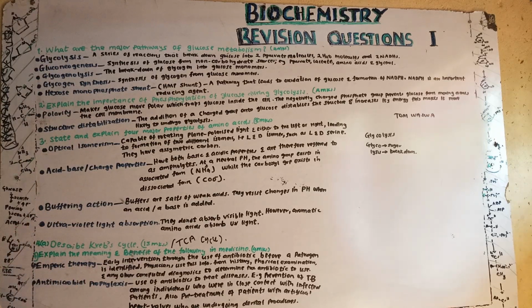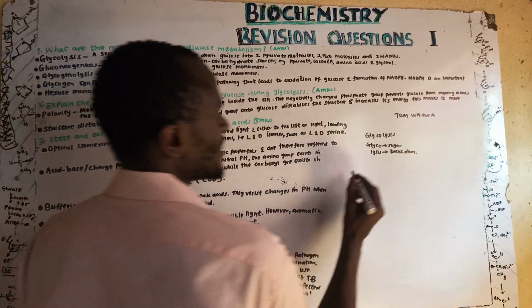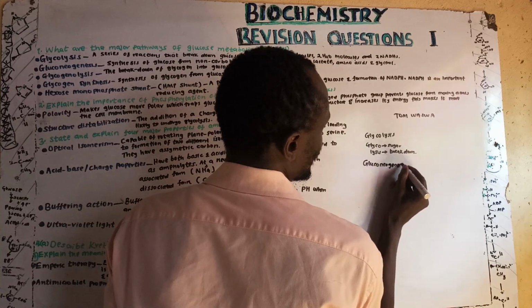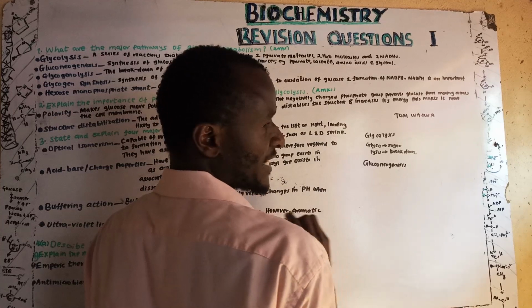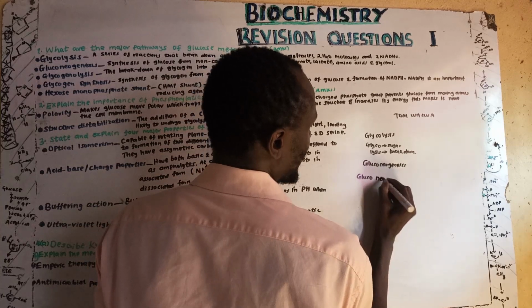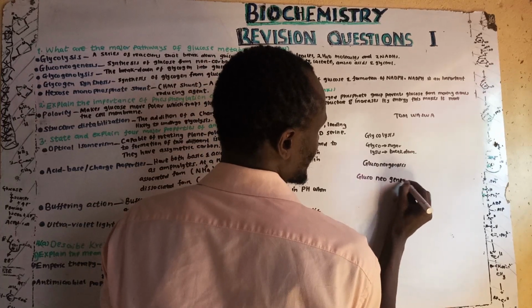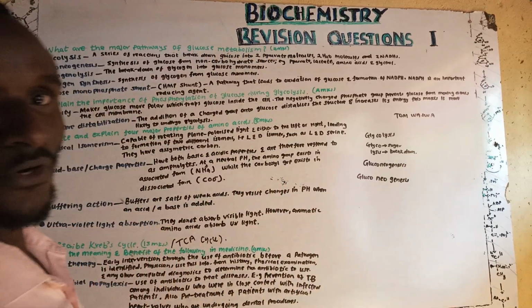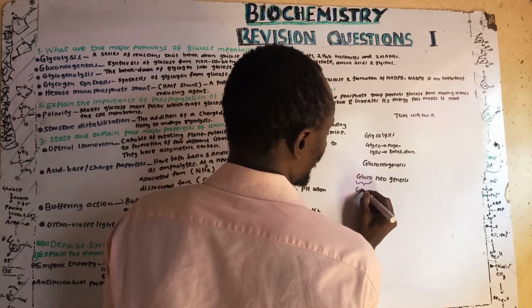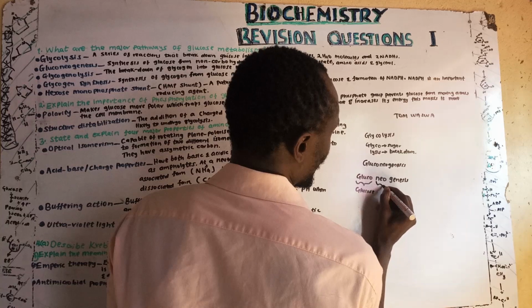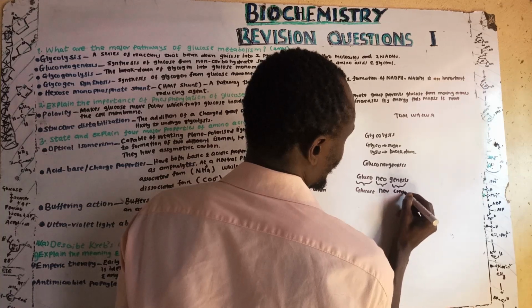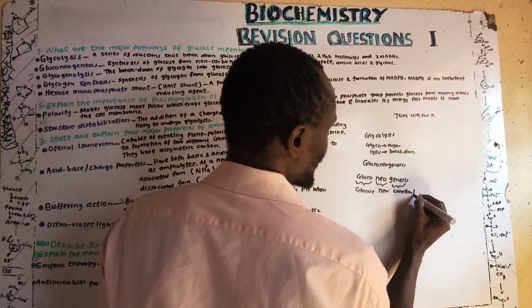Then we go to the second part of the answer, gluconeogenesis. Gluconeogenesis can be broken down into three major parts: gluco, neo, and genesis. Gluco means glucose. Neo means new. And genesis means creation or synthesis.